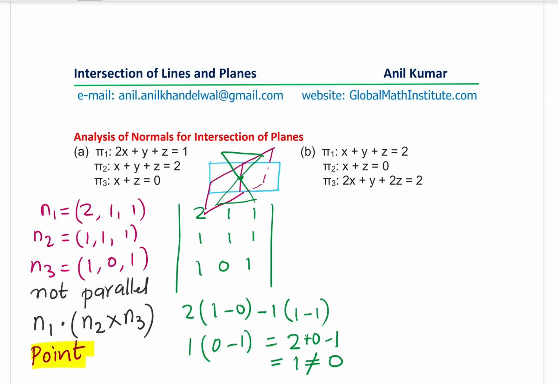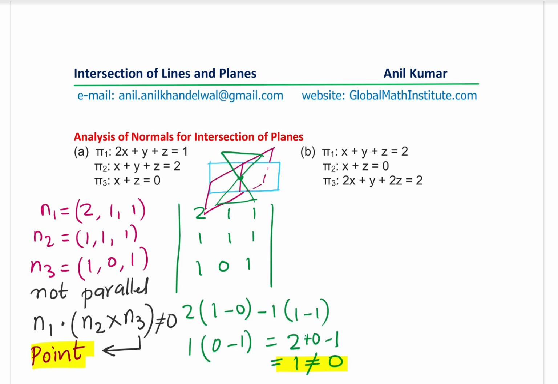Now, let's analyze the second condition. I hope this point is absolutely clear. What we found here is that the scalar triple product is not equal to 0. So we can write this is not equal to 0, and therefore we have a point of intersection. If you solve this, you'll definitely get a point.